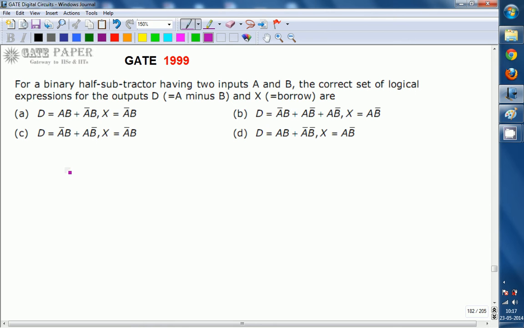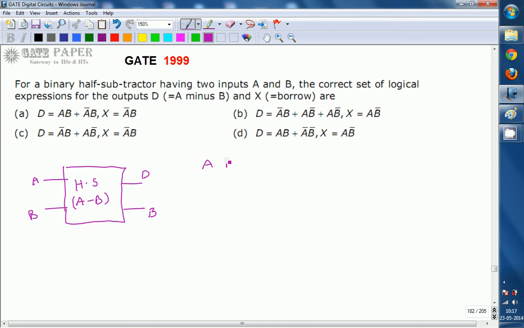What was given is nothing but a binary half subtractor, and it is performing the A minus B operation. So the inputs are going to be A, B, and difference, and this is going to be borrow. These are going to be the outputs.